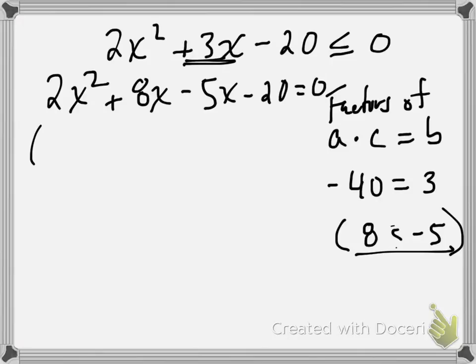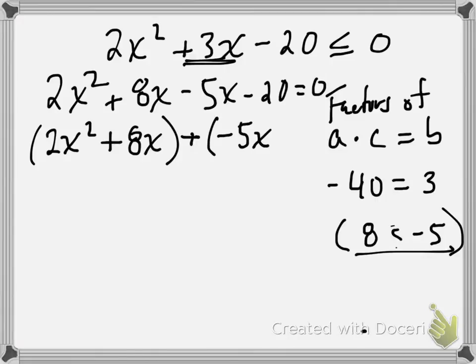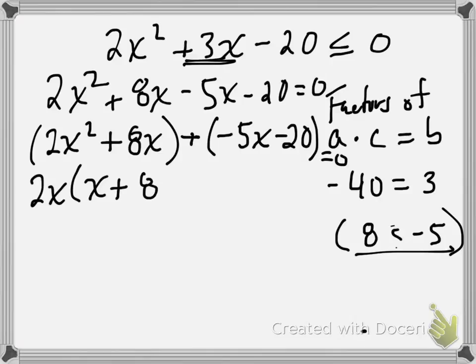Now we're going to factor by grouping, so let's group these together. So we have 2x squared plus 8x. Put parentheses around the first two terms. Always put a plus sign here between, and then I have a negative 5x minus 20, and that equals 0. I now factor out the GCF. So I can factor out a 2x here, leaving me with x plus 8. I'm sorry, it's going to be x plus 4.